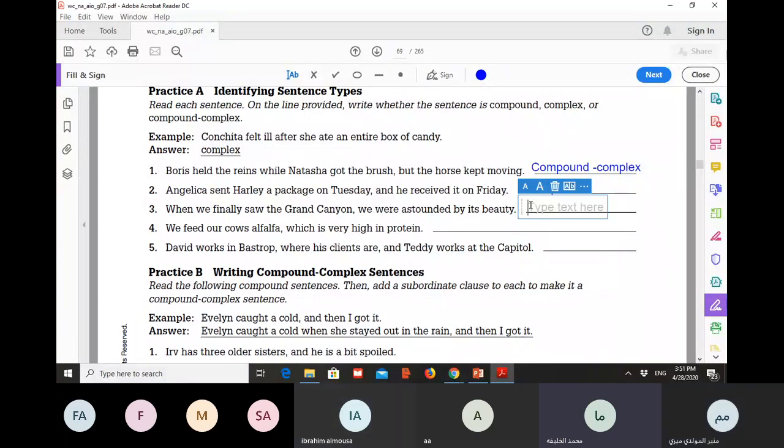"When we finally saw the Grand Canyon." Very good. So this is the subordinate clause because it is introduced by a subordinating conjunction, "when." So this is a complex sentence. Your answer is right, but your explanation is awkward. Complex. Next, please. Muhammad Al-Gathami.